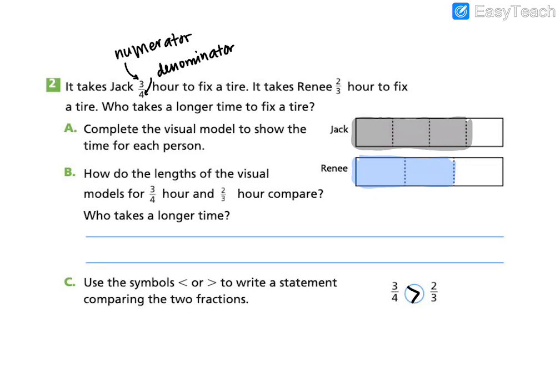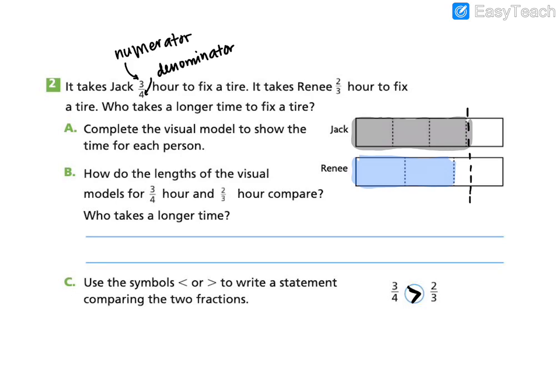Right, 3/4 is greater. And if I were to draw a little line extending, you would see that 3/4 is more than 2/3 when we have our equal whole that we're starting with. Right, there we're talking about 1 hour.